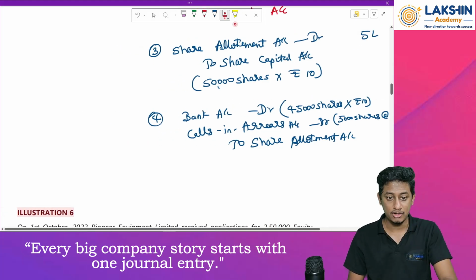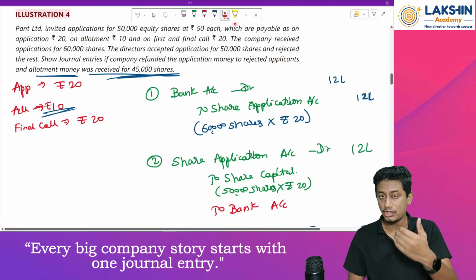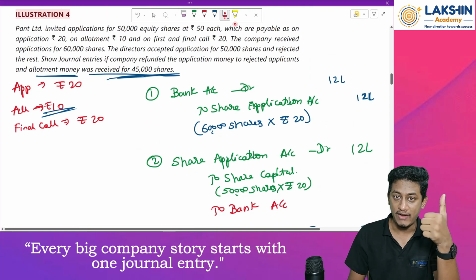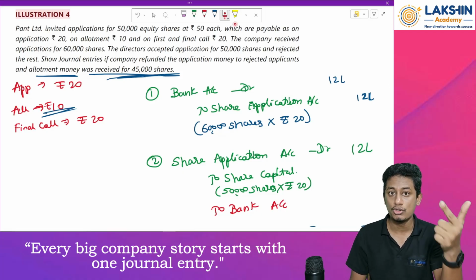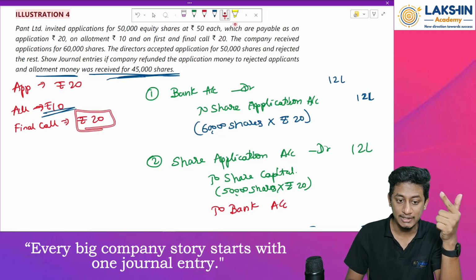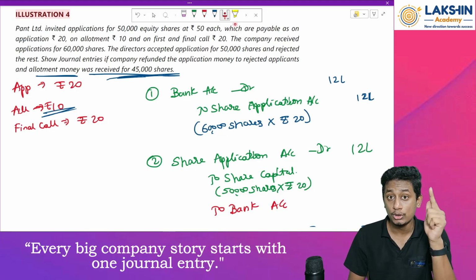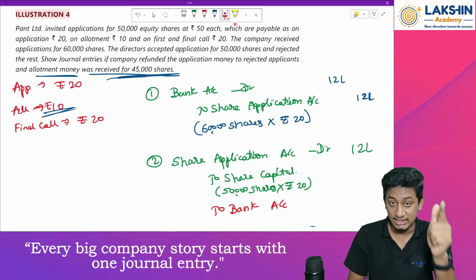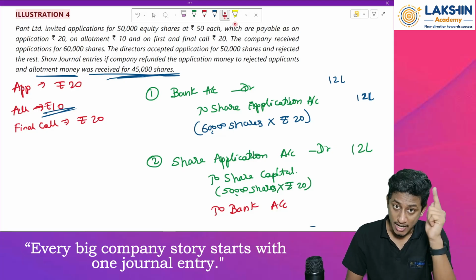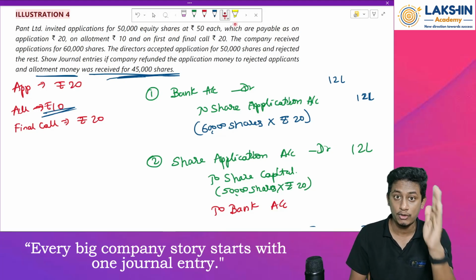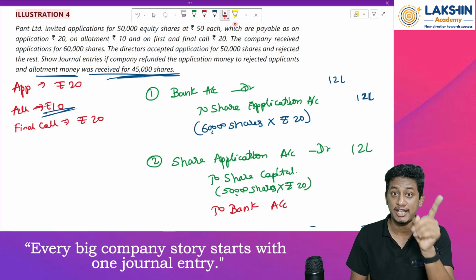For the final call, they have not mentioned anything over here. If you want, you can pass the entries for the final call also. What is the entry? First entry will be the share final call account debited to share capital account. What will be the value? Rupees 20 per share into 50,000 shares. Even though he has not paid the money, you should pass the entry for 50,000 only. Due entry will always be passed for the whole amount unless and until the shares are forfeited.